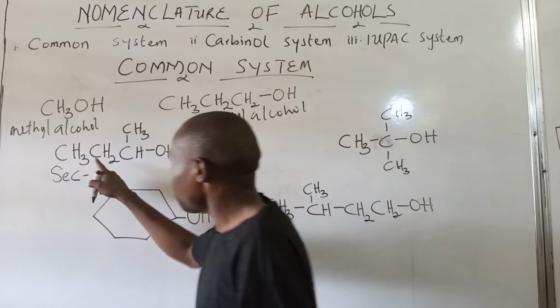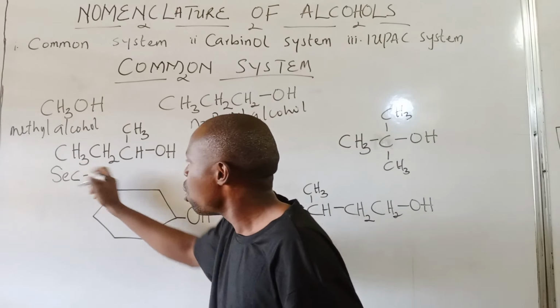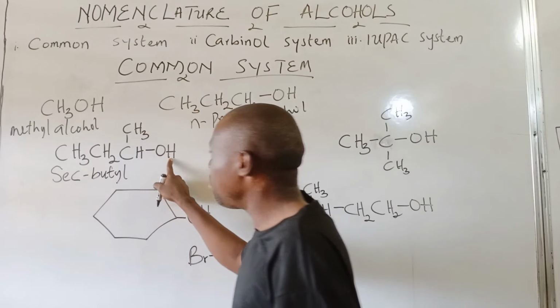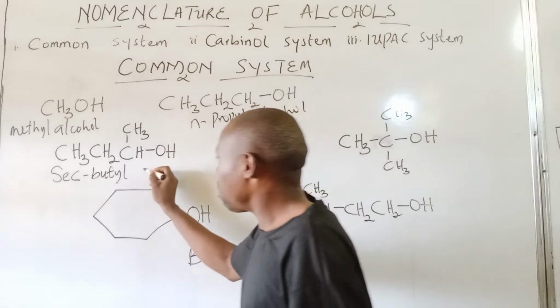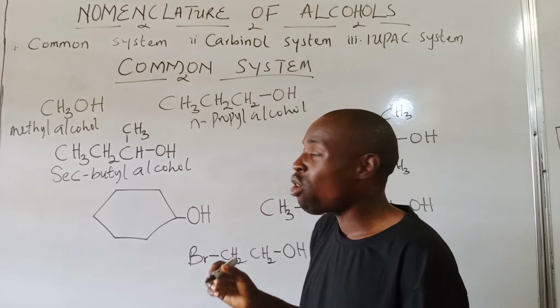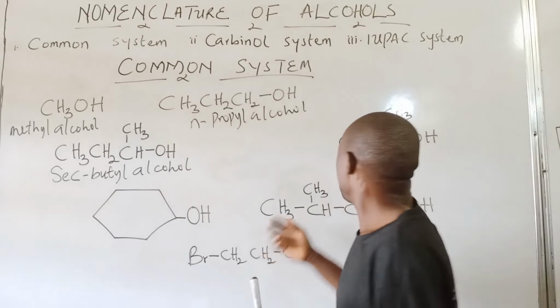So this one will be called sec. How many carbons do you have here? Four carbons: 1, 2, 3, 4. So it will be butyl. Sec-butyl, then you name the alcohol: sec-butyl alcohol. So alcohol is being added as the suffix.